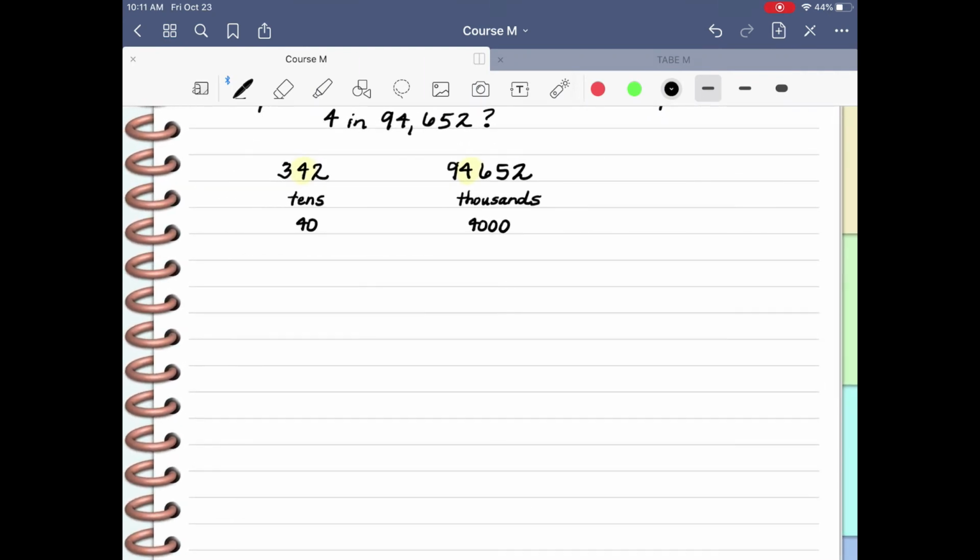So let's go ahead and set up our final sentence here. The 4 in 342 is blank. We have to find this answer in just a second. Then the 4 in 94,652. And I apologize, that text message came in. I thought my phone was muted.